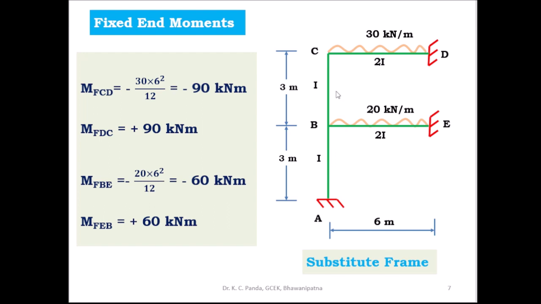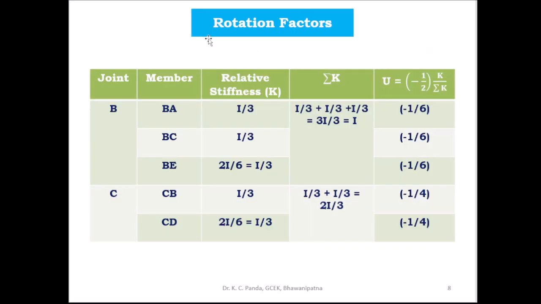Then for the vertical member there is no load, so MFAB is 0, MFBA is 0, MFBC is 0 and MFCB is 0. Then the next step is to find the rotation factor. Here the rotation factor is found in a tabular form.